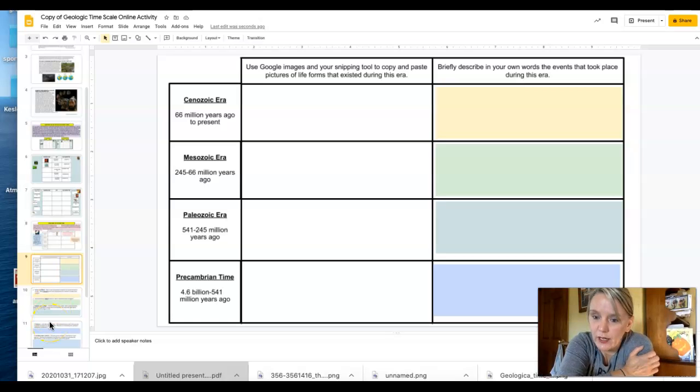So we're going to chunk this assignment up a little bit, otherwise it could get a little bit long, and I'll give you a little bit more information, and we'll talk a little bit more about the geologic timescale on our Zoom meetings together.